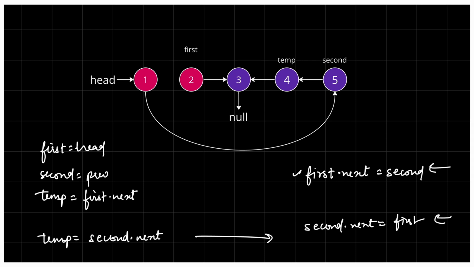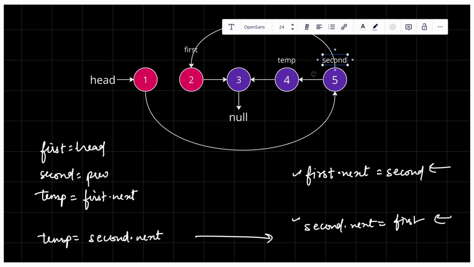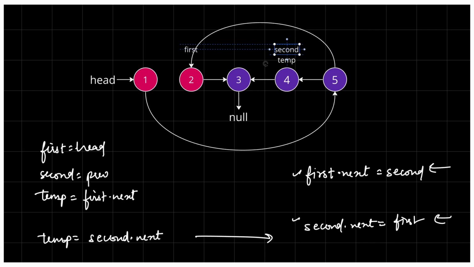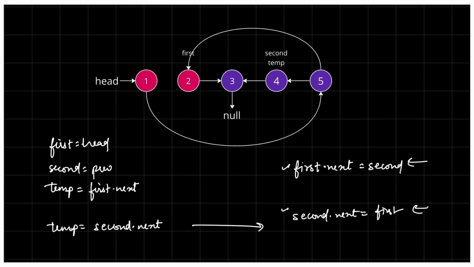But before we actually run these two lines, we need to make sure that we don't lose the pointers to the next nodes, right? Let's first connect these two nodes. So I am saying right now the second will start pointing to the first node, right? Great. And once again, I'll make sure that I now start pointing second to this temp node. Great. And once again, I will be repeating the same steps. Let's look at that once again.